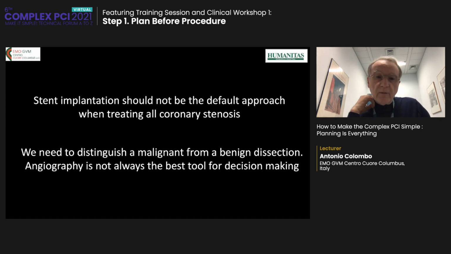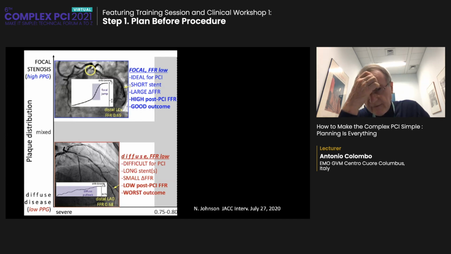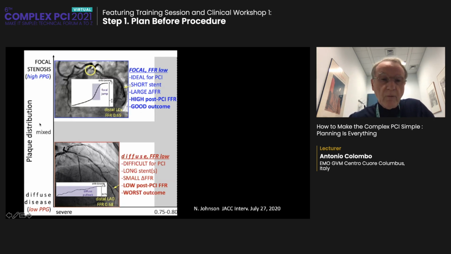We need to distinguish a malignant from a benign dissection, and angiography is not always the best tool for decision making. There is no question that when you deal with a focal lesion, like the one in the upper side of the slide, stenting becomes the default procedure. But when you have long diffuse disease, here we have an FFR of 0.68.